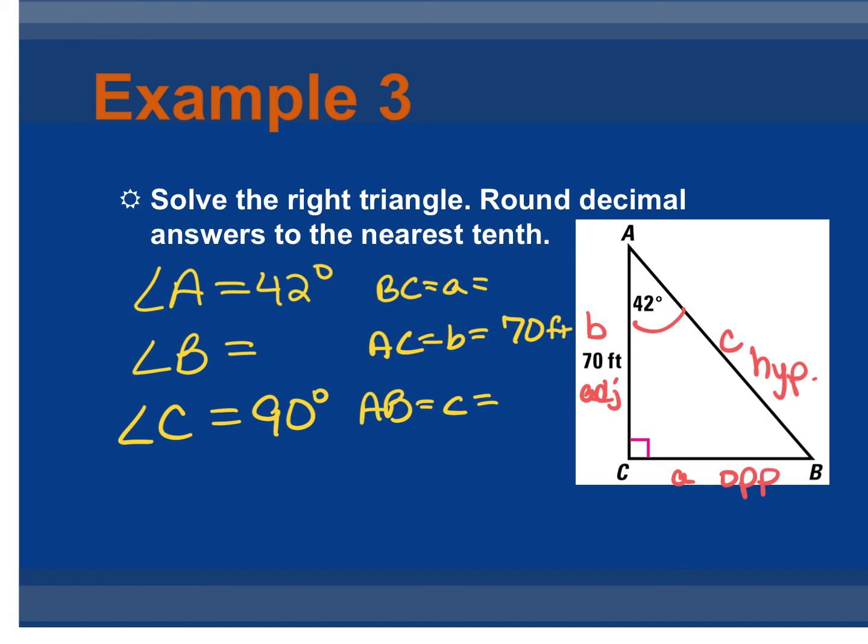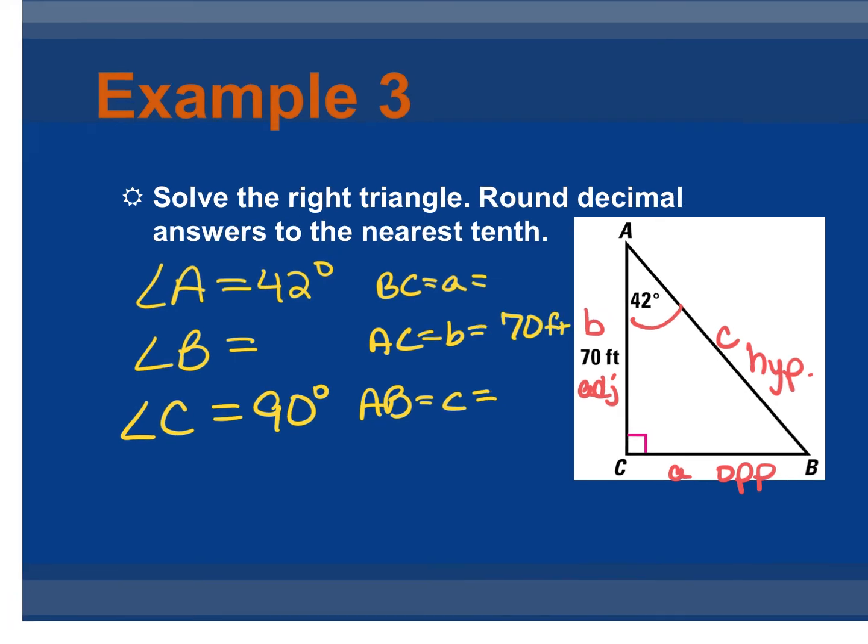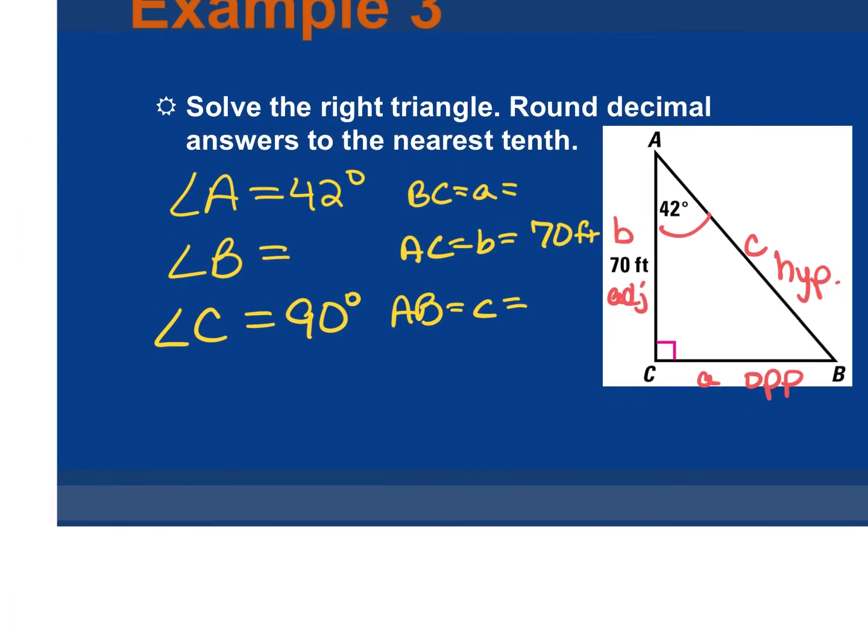Now, when they give you one of the acute angles, to find that last angle, it's super easy. If you understand that the 2 acute angles are complements, just take the 42, subtract it from 90, and that will give you the measure of angle B. So angle B is 48 degrees. And I can fill that in.